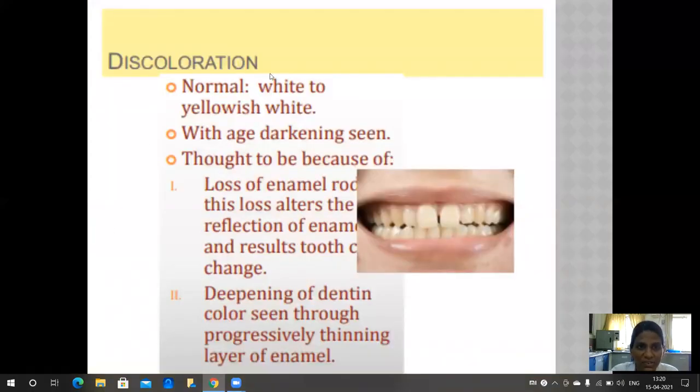Next, the discoloration. Normally, the teeth are white to yellowish white, with darkening seen with age, thought to be because of loss of enamel rods. This loss alters the reflection of enamel and results in tooth color change. Next is the deepening of dentin color seen through a progressively thinning layer of enamel.